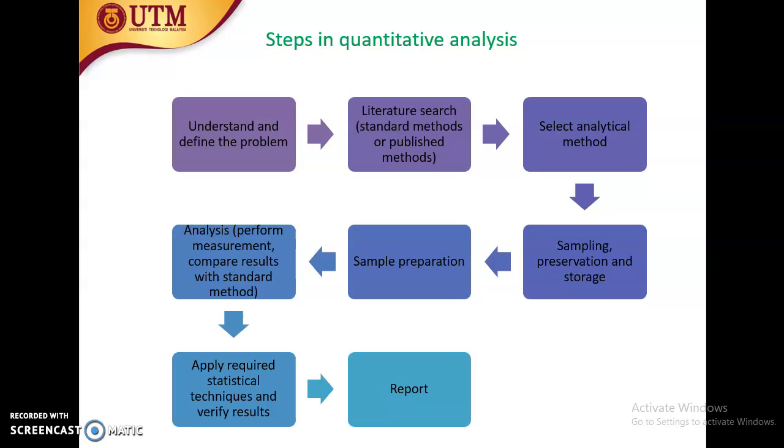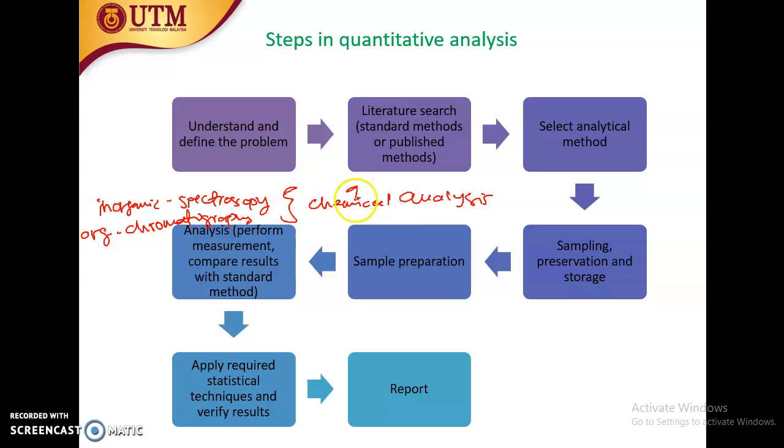Okay, if it's inorganic analytes, then you know it is using spectroscopy method. Okay, if it's organic, it's usually chromatography. Okay, this is in the scope of chemical analysis, specifically quantitative analysis. Okay, so after this, we are going to apply statistics.